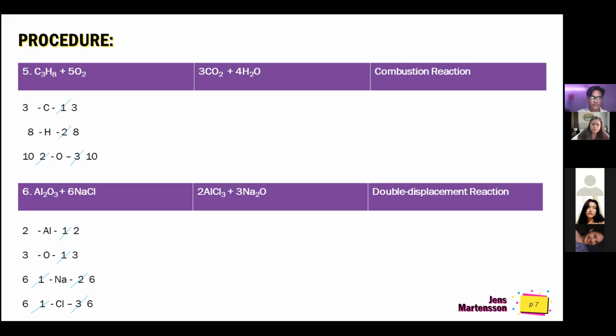Ang sa kabila is may 6 sila kasi nga may 6 doon sa may Na. So, damay man yan sila lahat. So, 6. Sa kabila is may 3. Tapos may 2 man siya sa La. Damay man yan ng Cl. So, 2 times 3 is 6. So, balance na sila lahat. Gets nyo, guys? Okay lang.